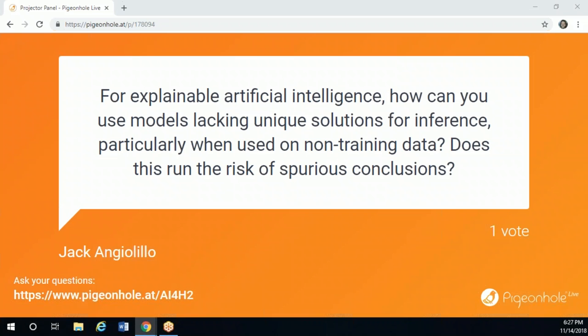I don't have that much training in models, but what I get taught multiple times is about using a model for inference versus prediction. And it seems to me that there isn't a unique solution, that it limits how much you can use it for inference. Is that an issue in this area that's relevant?